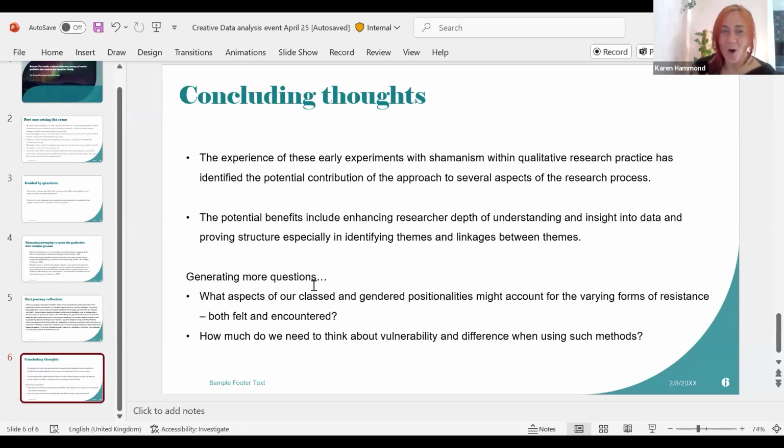process. But like all good qualitative research, and I'm always saying this to my students as well, it probably generated more questions than answers. And this, for me, is what's most exciting about this method. And some of the questions that I've been left trying to make sense of, and that I probably still don't have complete answers to, are what aspects of our classed and gendered positionalities might account for the varying forms of resistance both felt and encountered by myself and Nick.